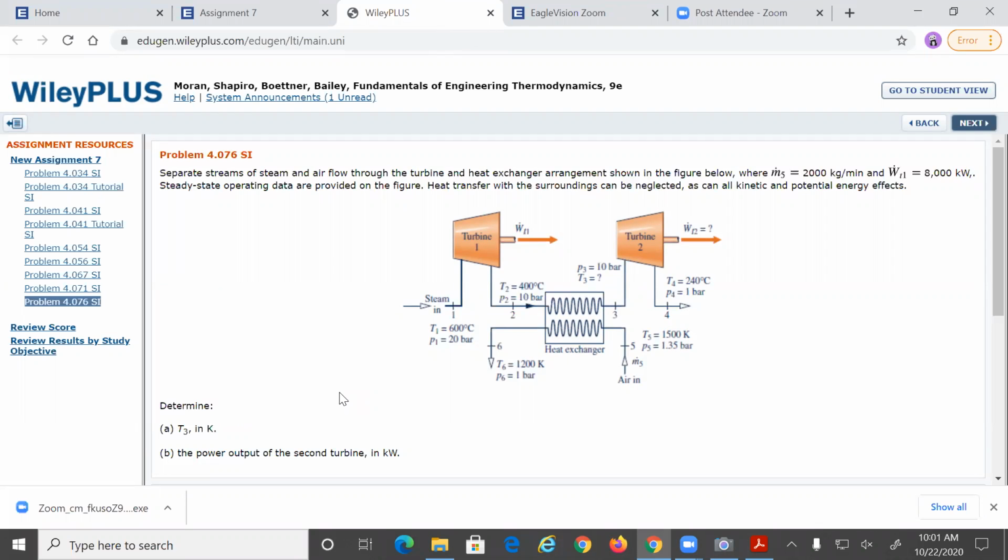So it looks like separate streams of steam and air flow through the turbine and heat exchanger arrangement shown in the figure below. And they give you a bunch of data that hopefully everything is on the figure. M5 is on the figure, no. So M5 is 2000 and work turbine 1 is 8000. Steady state operation, I'll provide it. Okay, I'll just do the figure. That will be one turbine here.